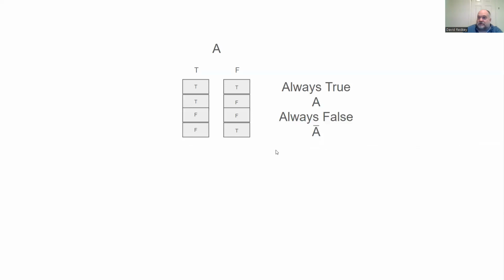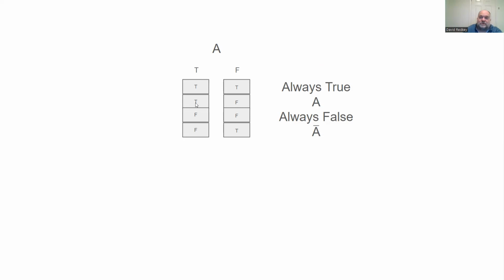Okay, well, the answer is 4 because for each value of the input, you have to choose which output to make. So, for instance, if A is true and you return true, and A is false, and you still return true, that's a function. It's not a very interesting function. It's the always true function, but it's still a function.